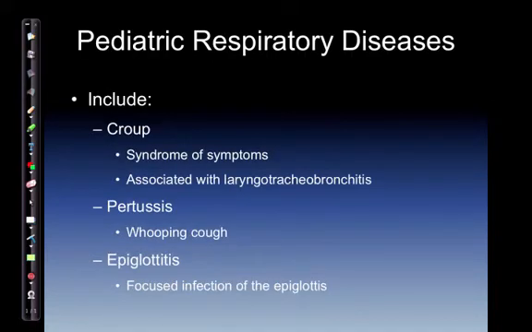Pediatric respiratory diseases include croup, a syndrome of symptoms associated with laryngotracheobronchitis. The thing is, in croup we tend to get a seal-like cough from patients with croup. It's a responsiveness of their upper airway. Closing of the airway provides PEEP, so whenever their bronchial tubes are inflamed, their upper airway closes a little bit, and that gives them a seal-like cough. Pertussis, whooping cough, caused by inhalation of airborne droplets containing the bacterium Bordetella pertussis. Epiglottitis is also a consideration when looking at pediatrics, which is pretty much a focused infection of the epiglottis.